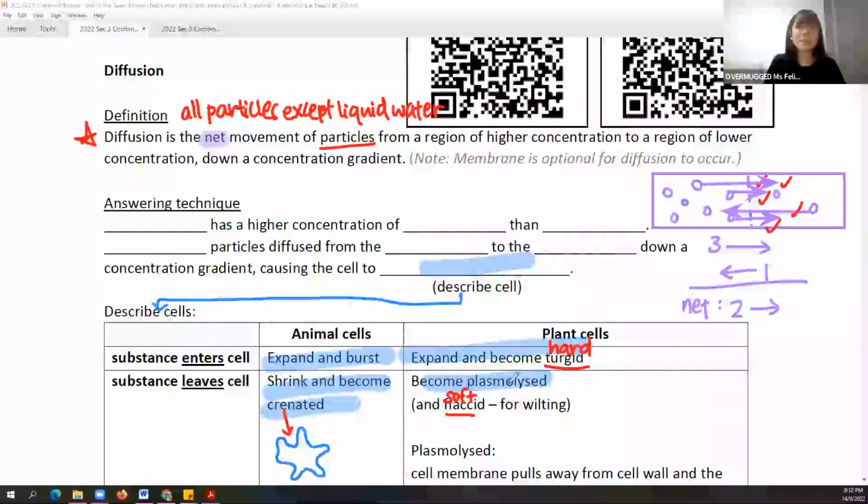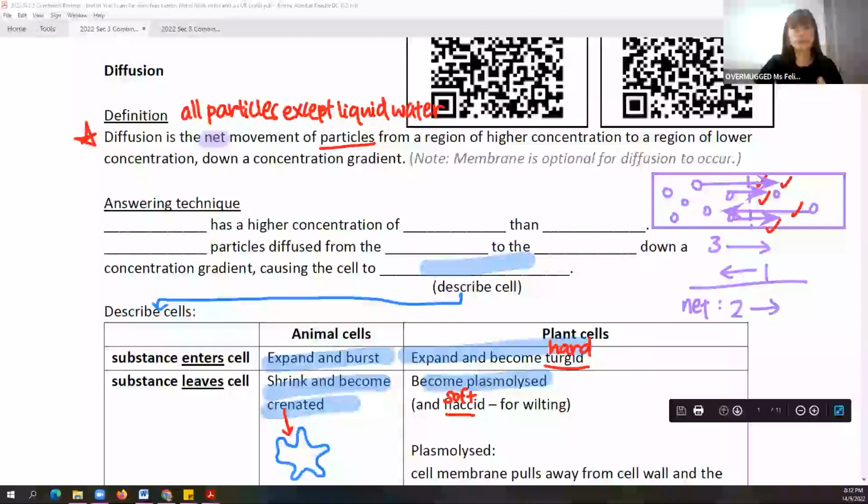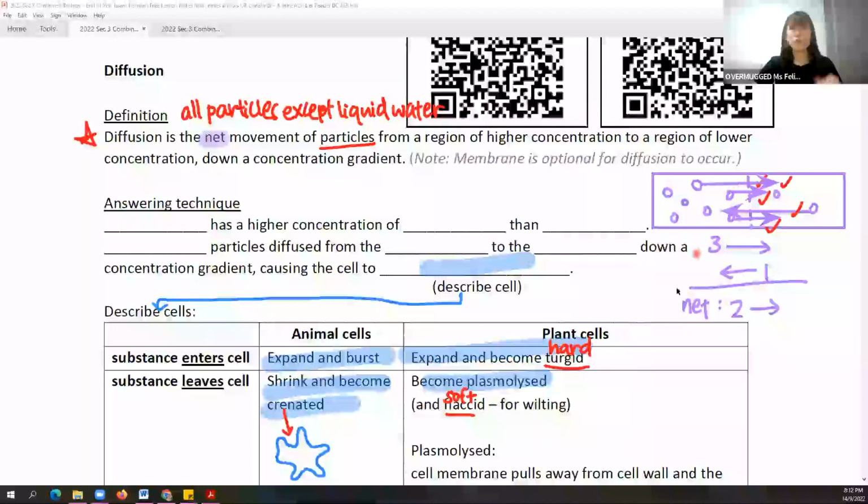Normally for plant cell, we just use plasmolyzed. Only if the question says wilting, then you say plasmolyzed and flaccid. If not, normally just writing plasmolyzed is enough. Next, what plasmolyzed is, is explained at the bottom. Let me scroll down. I hope you are all done highlighting everything, so I shall move on. If I am too fast, you can take a screenshot so that you can continue to highlight after class.